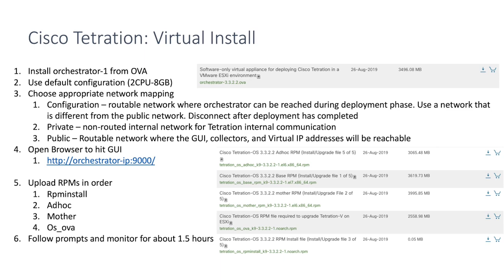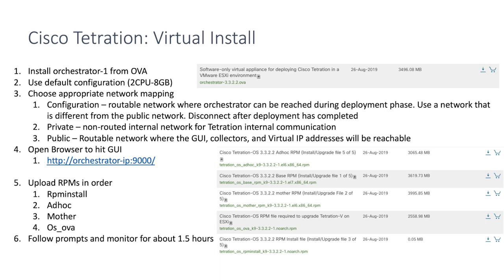the actual GUI. And once you are there, you are going to be presented with a page to start installing the RPMs. So we have to upload the RPMs in a specific order. It needs to be the RPM install, the ad hoc, mother, and then the OS OVA. And then finally, we can go through the rest of the prompts and monitor it, and it'll be about an hour and a half, hardware dependent.